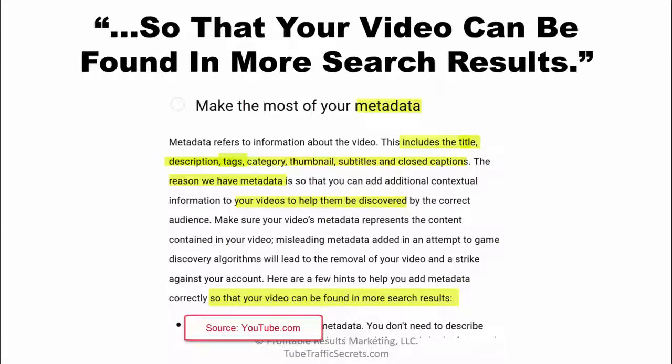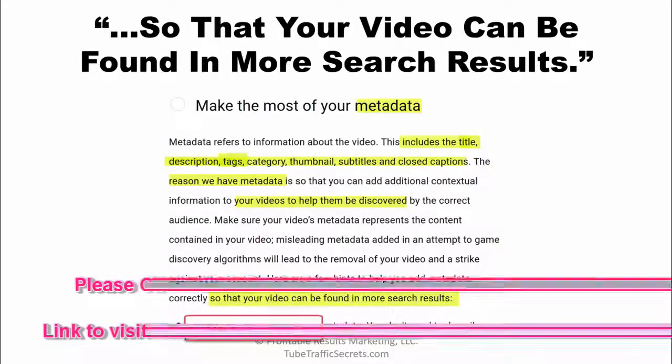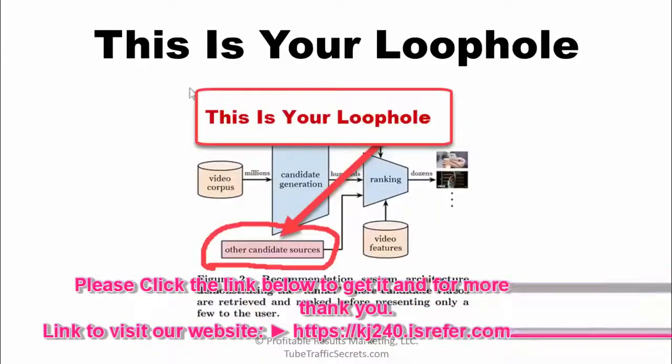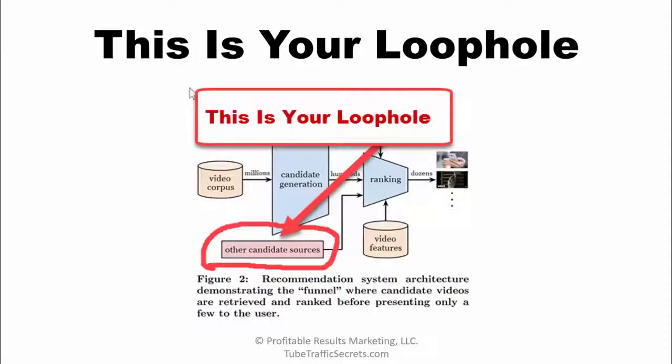And I firmly believe that that metadata, that additional contextual information that YouTube is telling us to add to our videos, is the exact same data that is being entered into the new algorithm. Now, if you remember the diagram that I showed you a few minutes ago, you'll remember that there was a little red box. I said, this is your loophole. Well, that little red box, your loophole, is titled Other Candidate Sources. And that is where YouTube takes information from additional sources that they have access to.